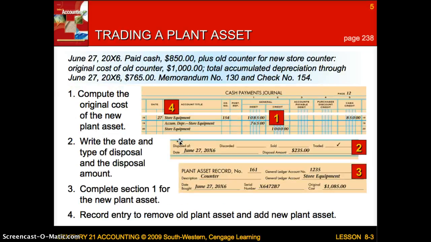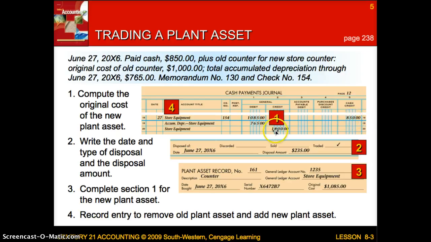Trading a plant asset. On June 27th, we paid cash $850 plus the old counter for the new store counter. Okay, the original cost of our old counter was $1,000. It depreciated through June 27th, $765. Okay, so we need to compute the original cost of the new plant asset. Okay, so it looks like our store equipment will be debited for $1,085. Okay, our cash credit that we're going to be paying is $850.